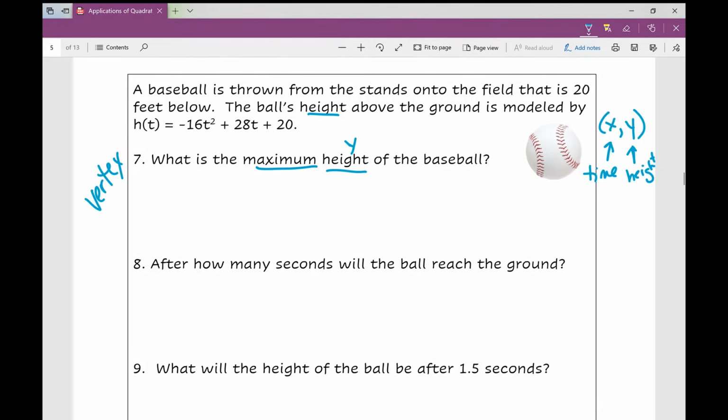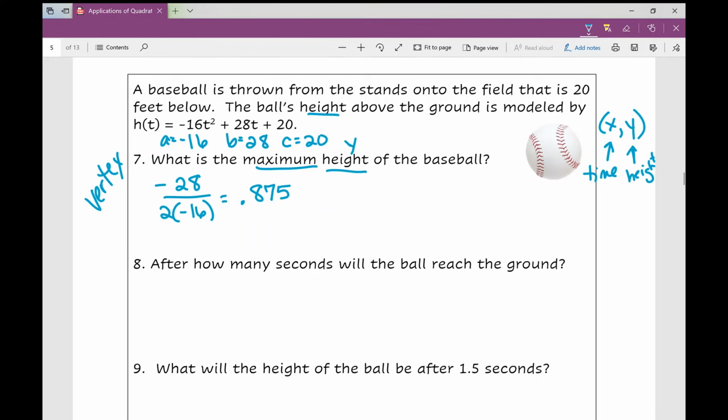So the first thing I need to do is find the x value of my vertex. How do I do that? Negative b over 2a. So negative 16 is a, b is 28, c is 20. Negative b over 2a is negative 28 over 2 times negative 16, and I get 0.875. How did I do that so quick? Because I've already taken these notes and I've already plugged it into my calculator.